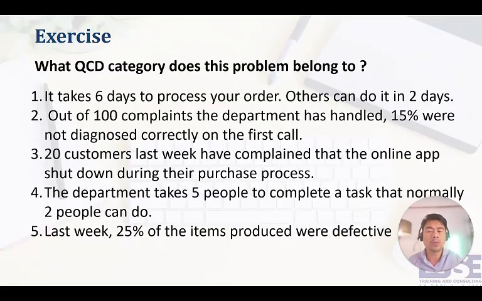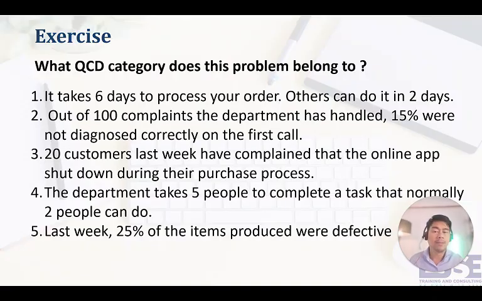Okay. Second one: out of 100 complaints the department has handled, 15% were not diagnosed correctly on the first call. This one is a problem on the quality aspect. Number 3: 20 customers last week have complained that the online app shut down during the purchase process. Again, this type of problem would fall under quality.